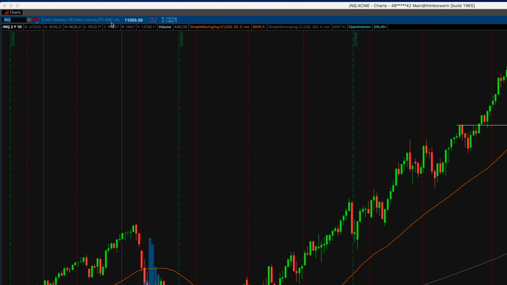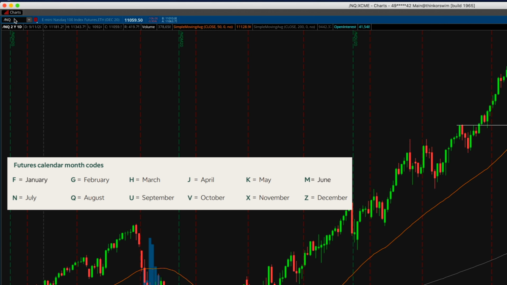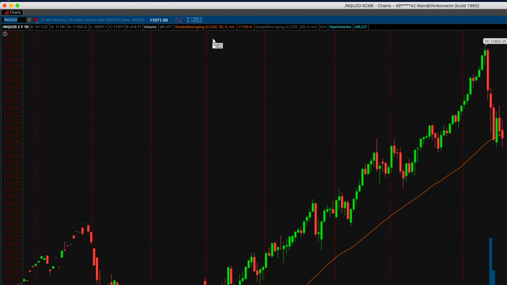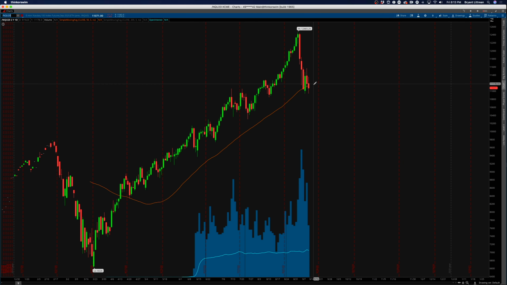It does that to protect you since the contracts are expiring this month. If you want to view this current month, you actually have to put in U and then 20. The U just represents September. This is the contract in which we were looking at in Ninjatrader.